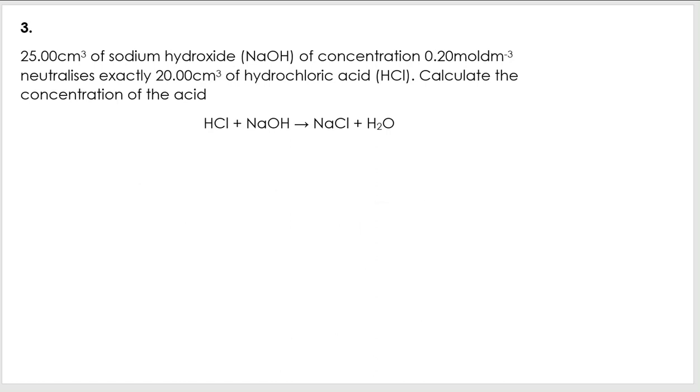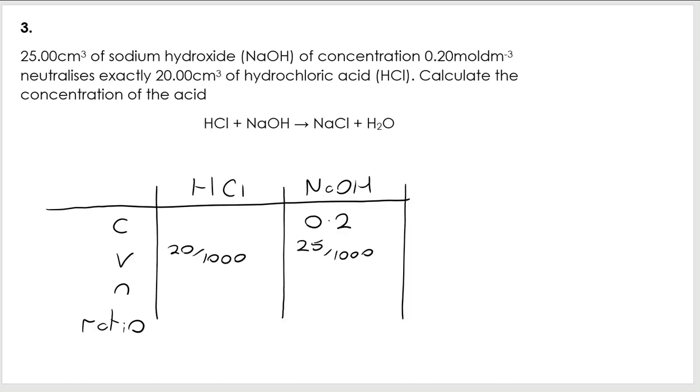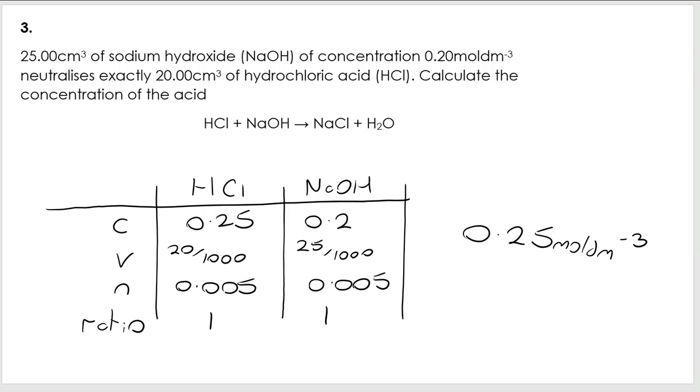And we're seeing a very familiar pattern here. So the table gets drawn out, the data all goes in that's been provided. I can calculate my moles of NaOH. My mole ratio is 1:1 again, so I have my moles of HCl, and from there I can work out c using n and V. It comes to 0.25 moles per decimeter cubed.